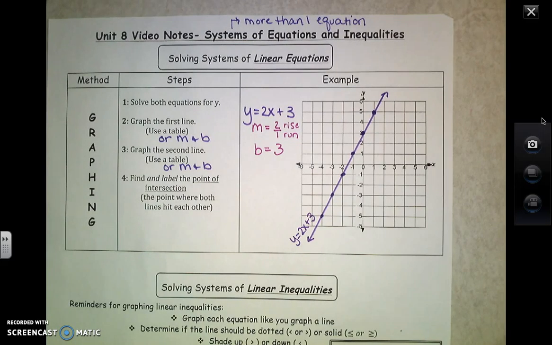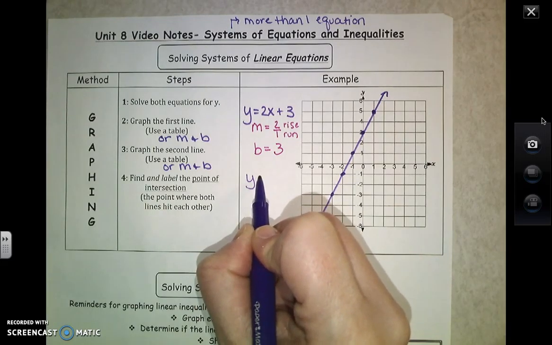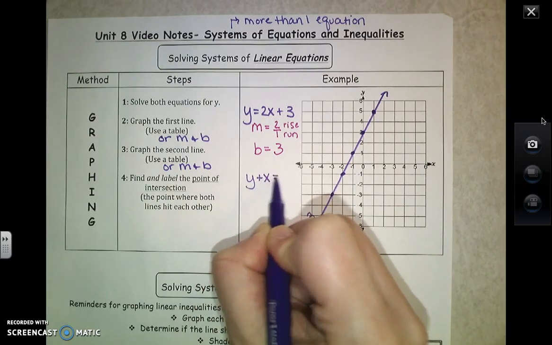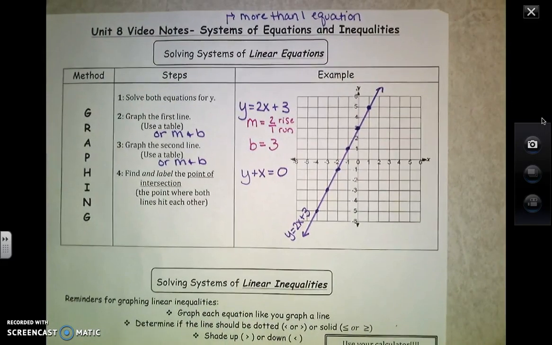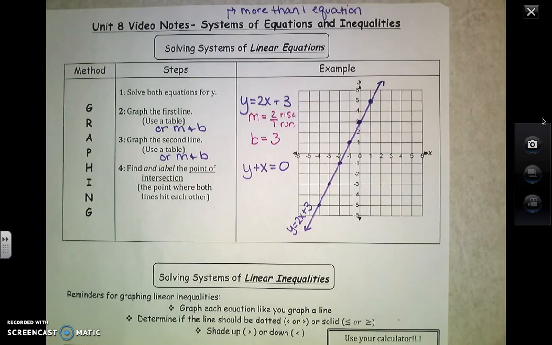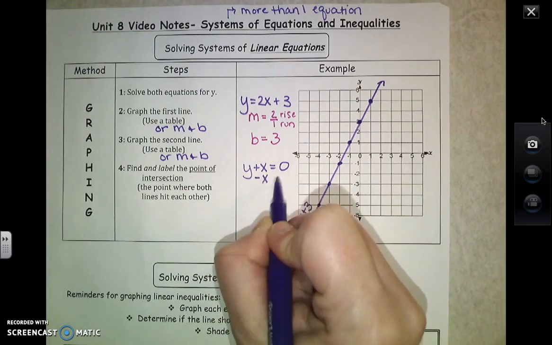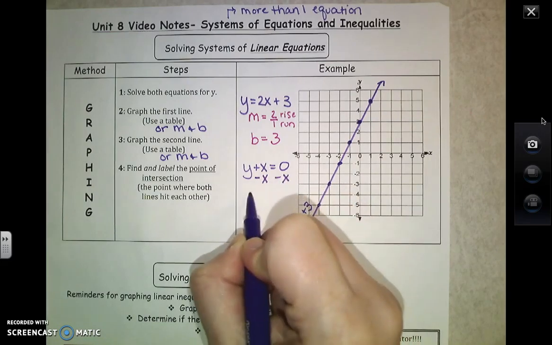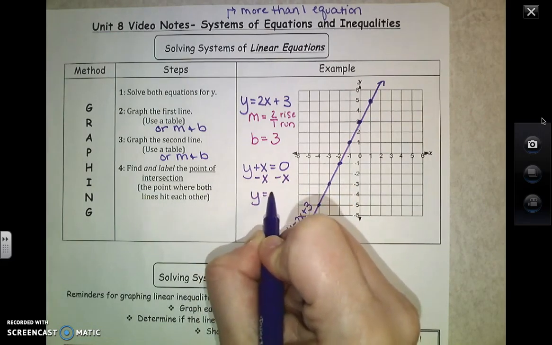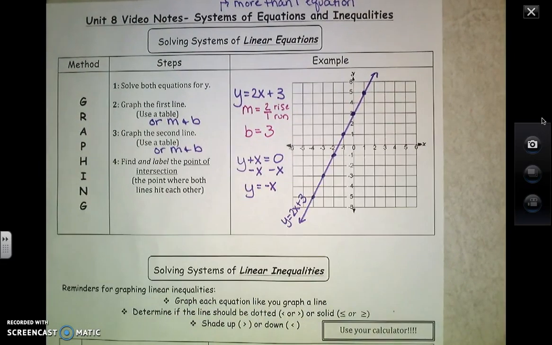All right, next we're going to graph the line y plus x equals 0. This time y is not alone. So we're going to start by getting y alone, and we're going to do that by subtracting x on each side. So now we have y equals negative x, and you can put a plus 0 at the end if you want, but you don't have to.